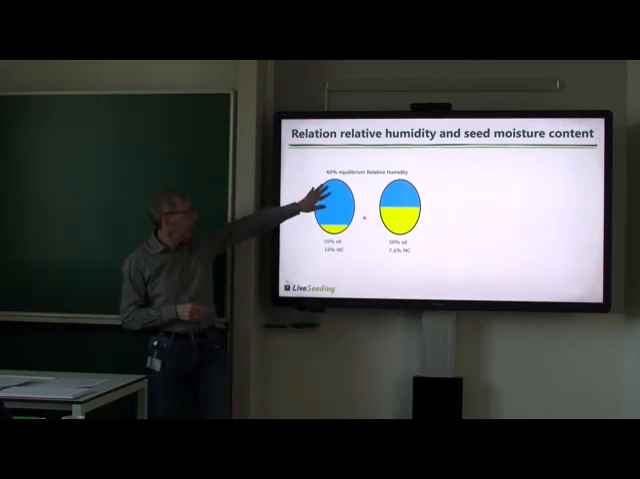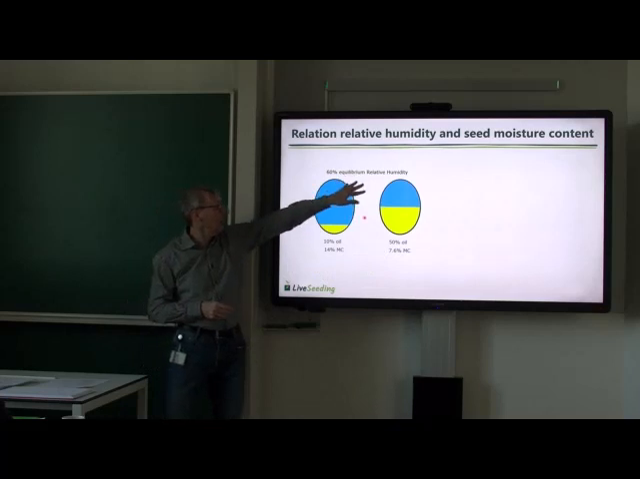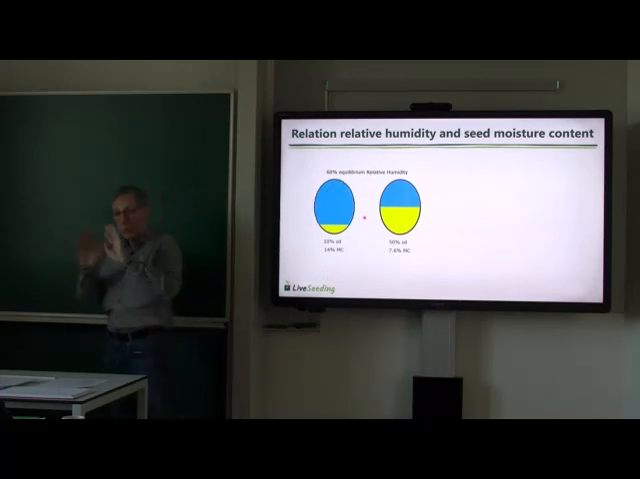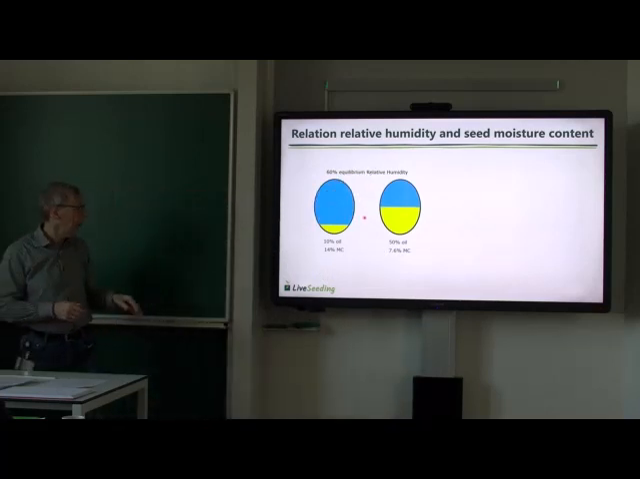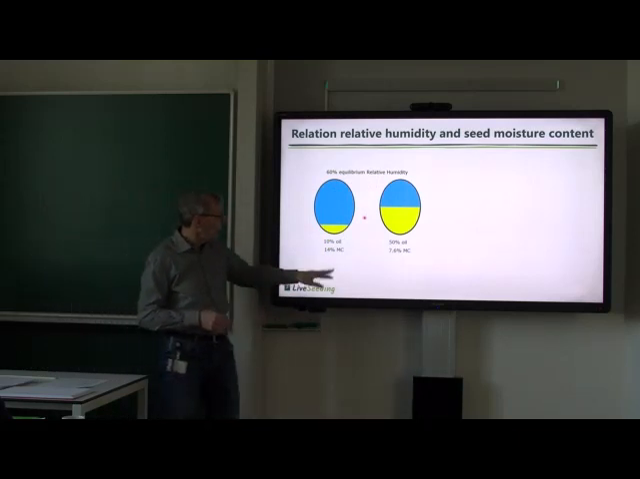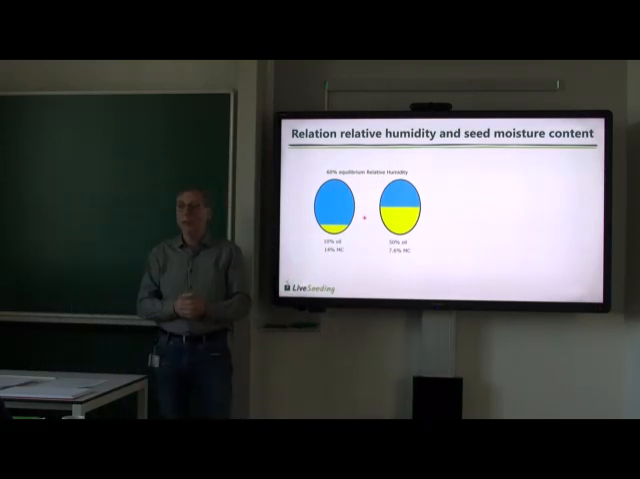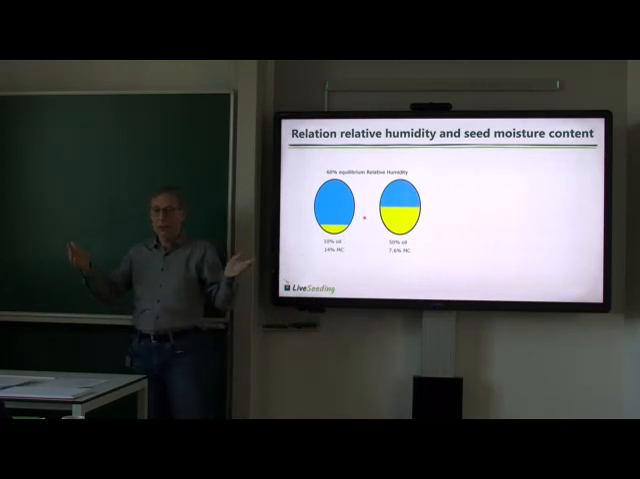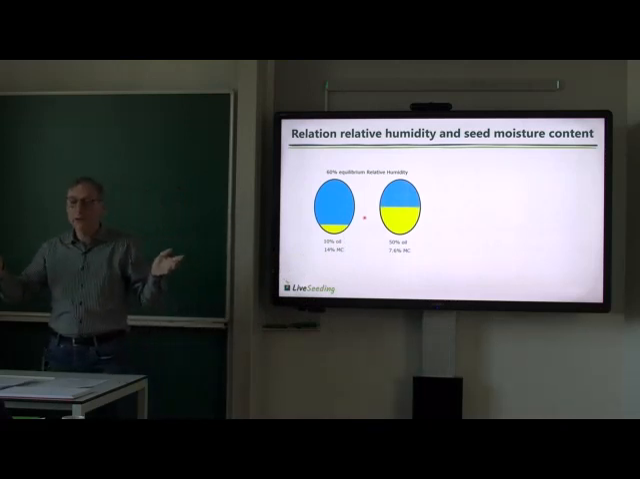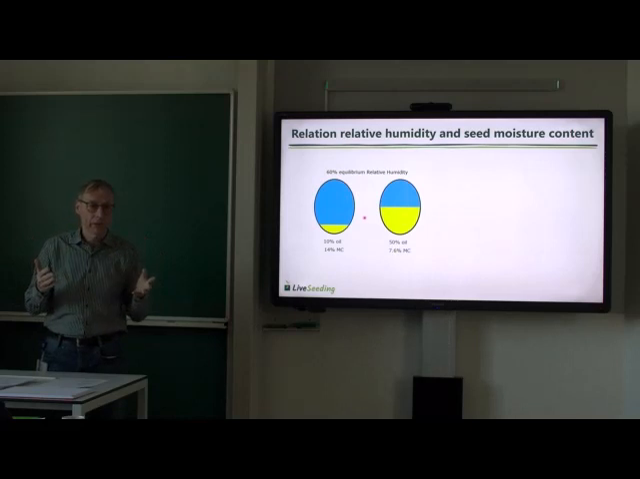So they are just at the edge of storage. If it is higher, then sure, I would not recommend that. And you say, well, should I store my seeds at 12% moisture content? I would say, well, I don't know if that is good. It depends on the oil content of your seeds and the type of seeds you have. So the moisture content doesn't tell me if it's safe.